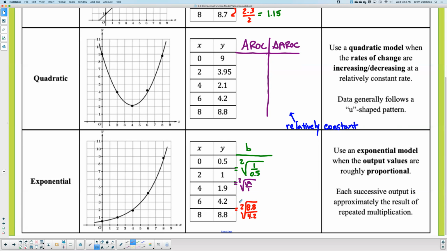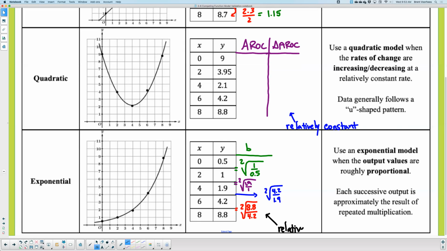Now, I don't have room for this one. I can pull it out this way. Now I do have room. 4.2 divided by 1.9. These should be relatively equal if you type those in. Now that's what it means by proportional. It means you have a relatively common base. So these would be relatively equal to one another. That column right there would be relatively similar.